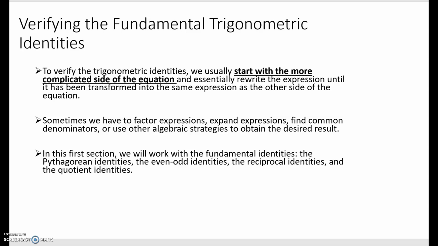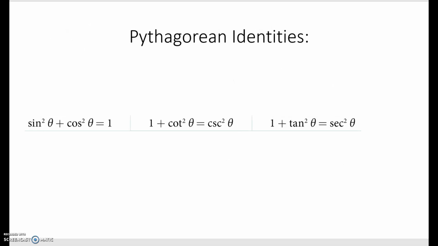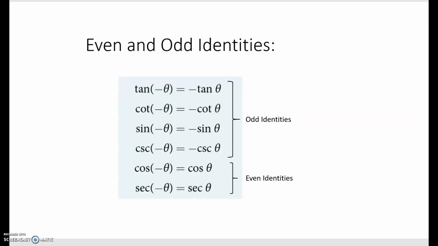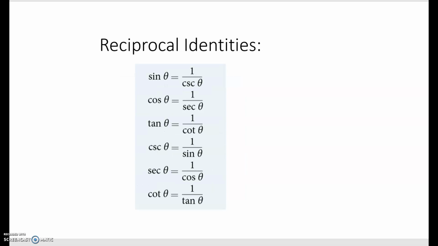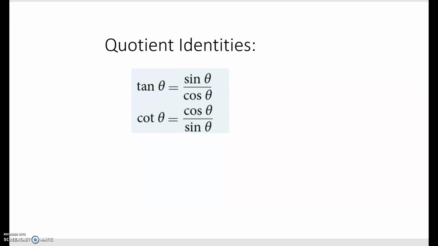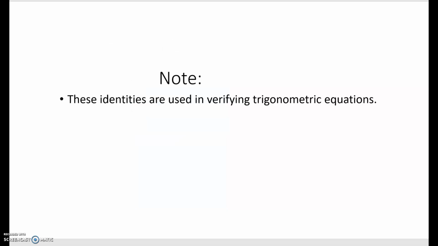So what we're going to do is start with the more complicated side, and then we're going to work with that to rewrite the expression until it's transformed into the same expression on the other side of the equation. That would say that we are verifying the trig identity. Now we're going to be using Pythagorean identities, even and odd identities, reciprocal identities, and quotient identities, all of these. So all of these identities are going to be used in verifying trig equations.